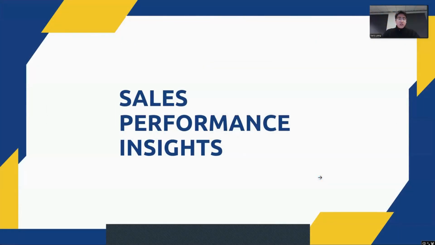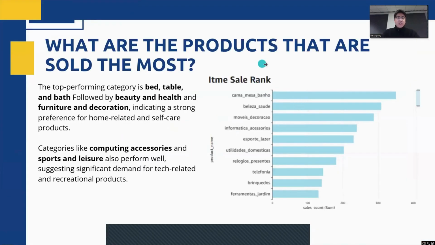Okay, now let's take a look at the sales performance insight. First question, what are the products that are sold the most? The bar chart presents a top 10 ranking of the product categories based on their sales counts. The top performing category is bed, table, and bath, followed by beauty and health and furniture and decoration, indicating a strong preference for home-related and self-care products.